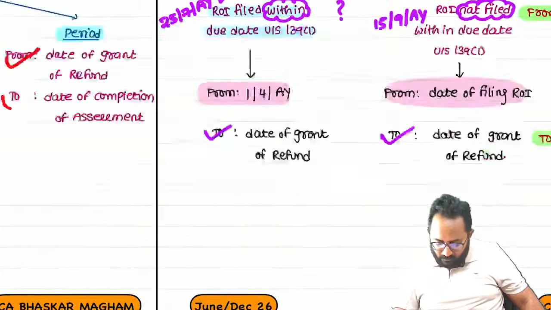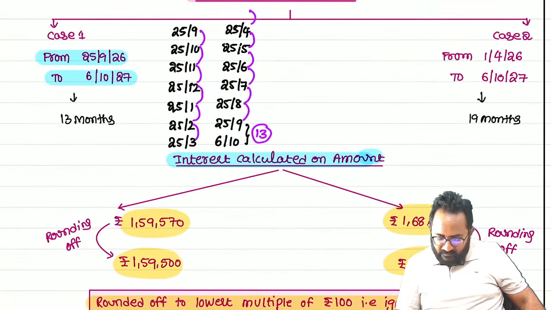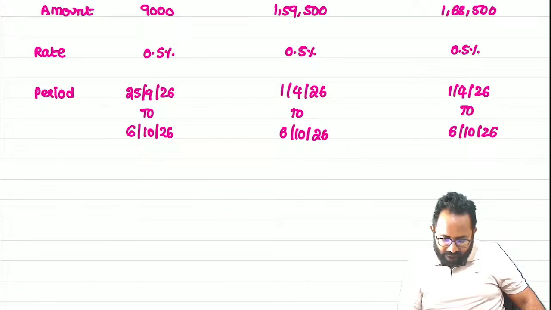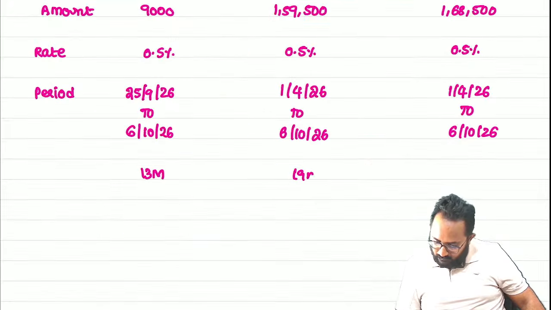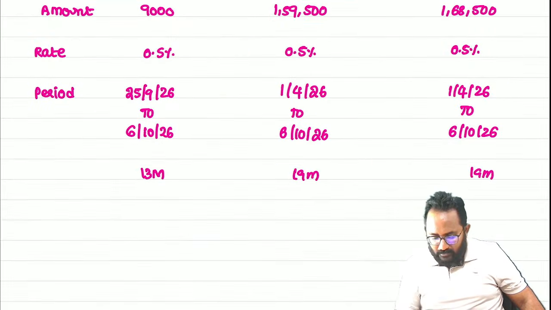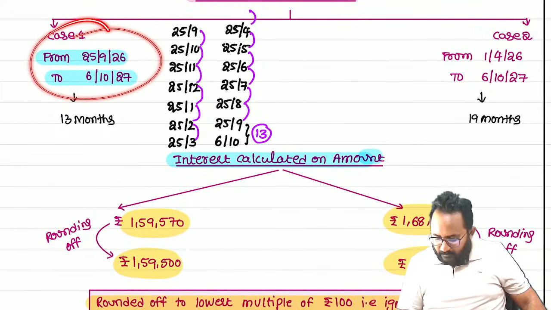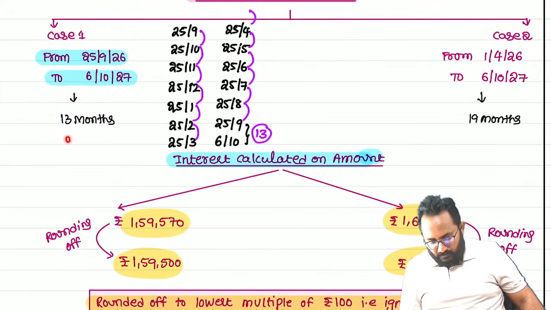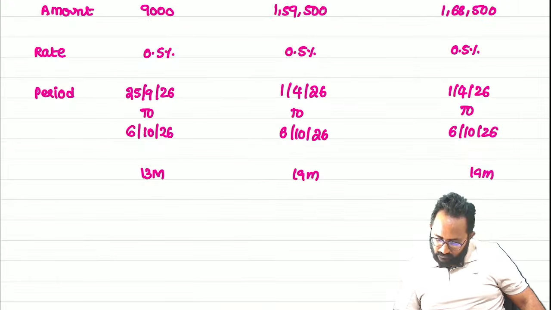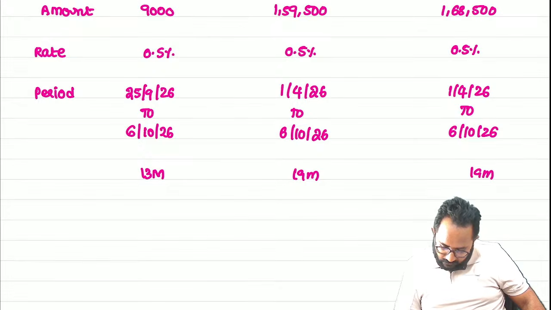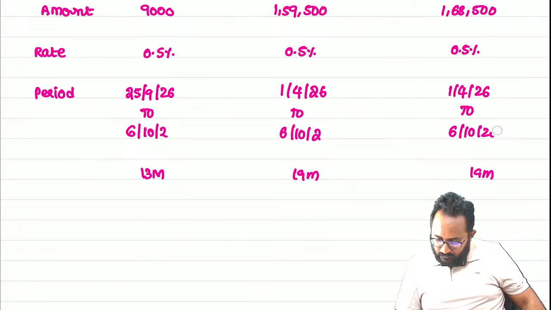But fortunately or unfortunately, in between these two dates, we already calculated the months in our notes. Yes, in this case, how many months? 13 months. Here, how many months? 19 months. Already I calculated, these examples are taken from that question only. 13 months and 14 months. You can check the dates also. Sorry, 27. Grant of refund in the question, you can check, 27 rather.